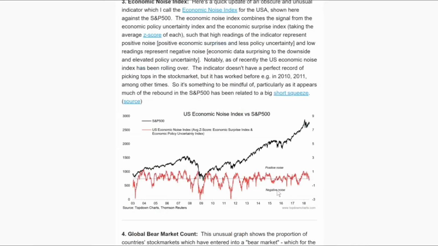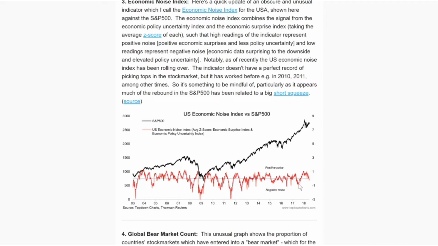Number 3, the Economic Noise Index. Kind of an unusual indicator really. It's one that I've invented by just combining two other things, the Economic Surprise Index and the Economic Policy Uncertainty Index. And the way that this works is the higher the reading, the more positive the noise is. The lower the reading, the more negative the noise is.